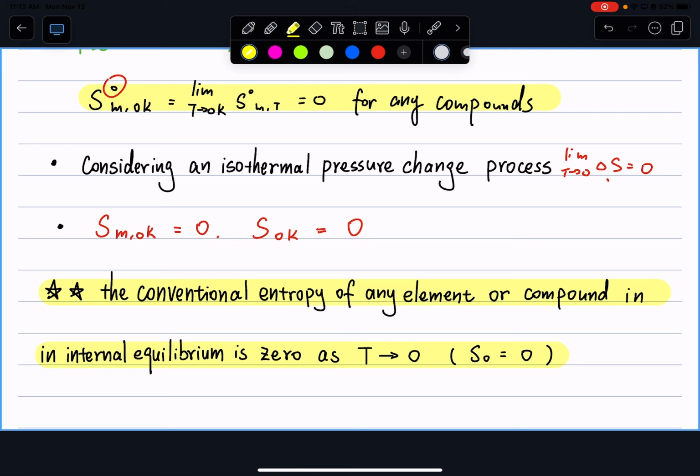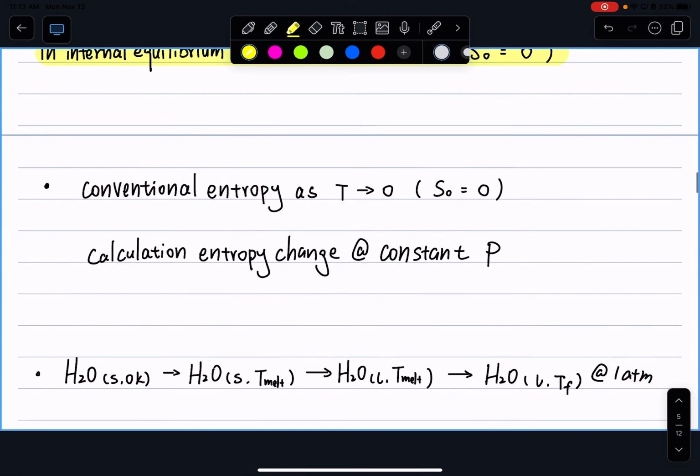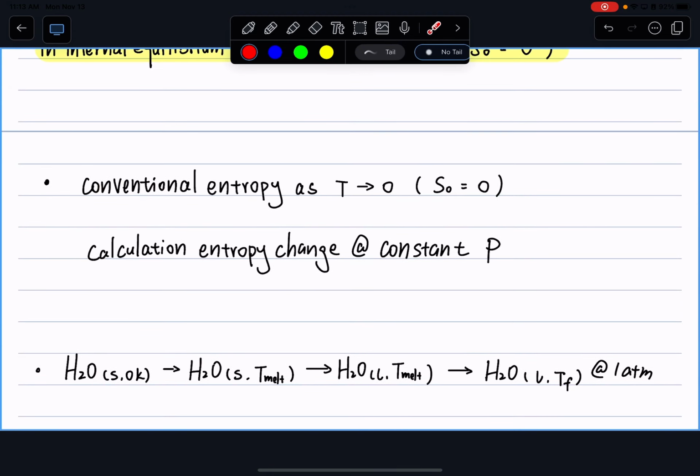Now, with that in hand, we're ready to derive our conventional entropy and actually see how we calculate it. It involves 2 different steps. When we're saying conventional entropy, again, this is a relative point. When temperature approaches 0K, we know that conventional entropy equals 0. So this one is checked.